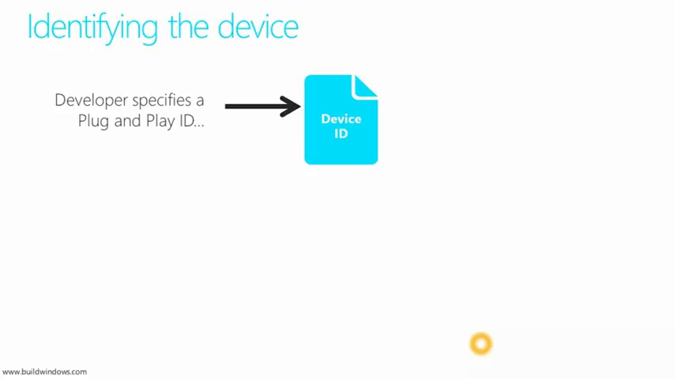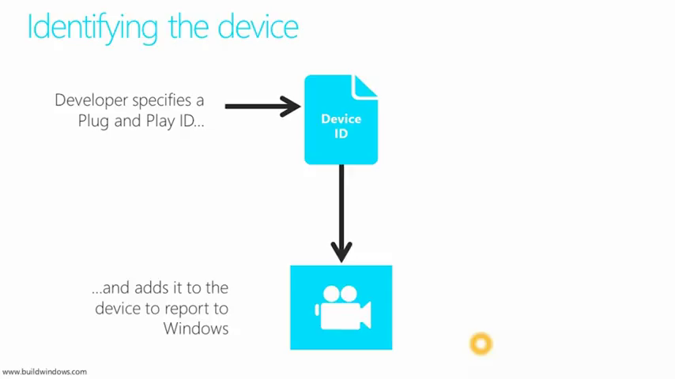The first thing we'd start with is the ID of the device. You're going to need to have a plug-and-play ID. If you have a wired device, for example, this will be your VID/PID, your vendor ID and your product ID. You add that ID to your device, so when your device gets plugged in, it reports the ID to Windows.